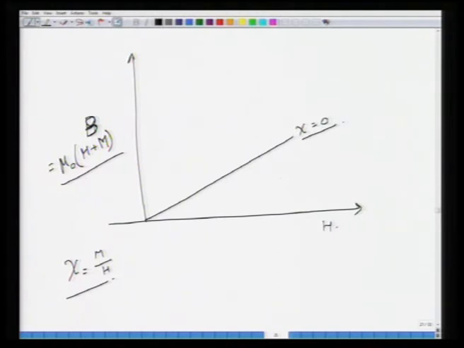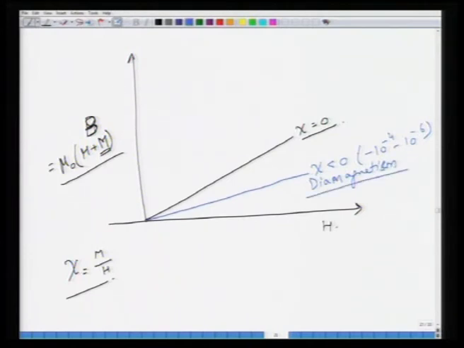Now, when you have negative chi, what it would mean is that this M would be negative, as a result this B would decrease. Let me use a different color line. So, this line would be chi less than 0, and typically these values are of the order of minus 10 to the power minus 4 to 10 to the power minus 6, and this is called diamagnetism, or materials which show this effect are called diamagnetic materials.